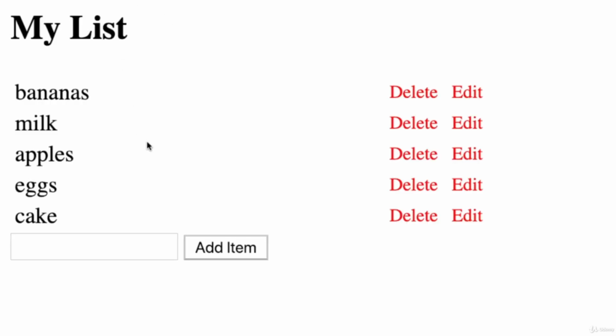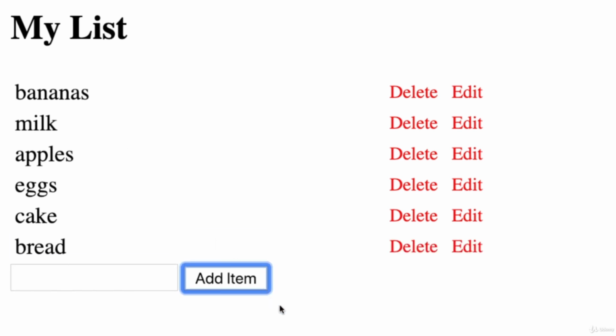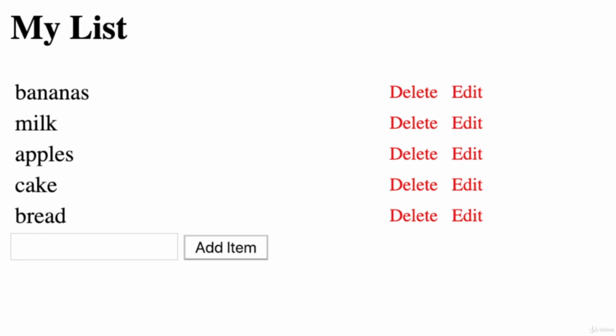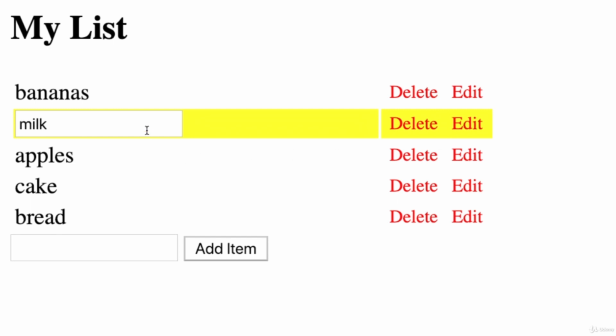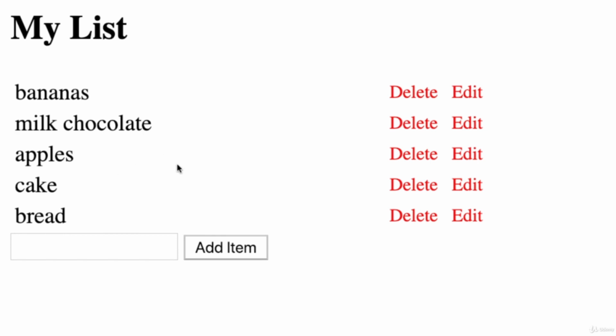The next exercise is going to be a shopping list and gives you the ability to add items to the shopping list. You can also delete items from that shopping list. And then best of all, and the most interesting one, is where you can edit items within that shopping list. So you can update the item, click off of it, and you can see that it gets updated.